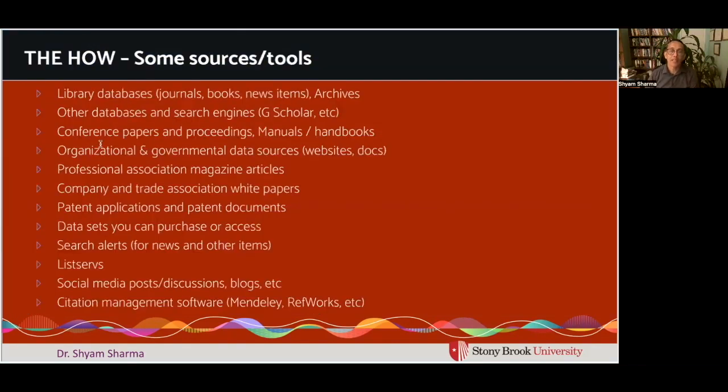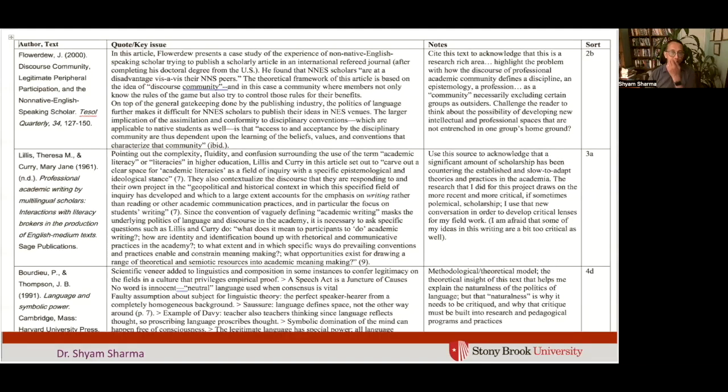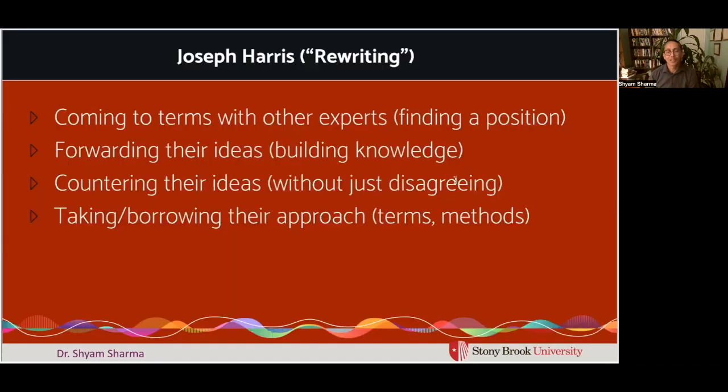There are different tools that you need. There are different skills that you need. And this is a general approach or process. And this is an important tool that I use. And finally, just to highlight, we do different things when we're engaging with other people's ideas. Hopefully, this will help you to draft your literature review. We will be working together.